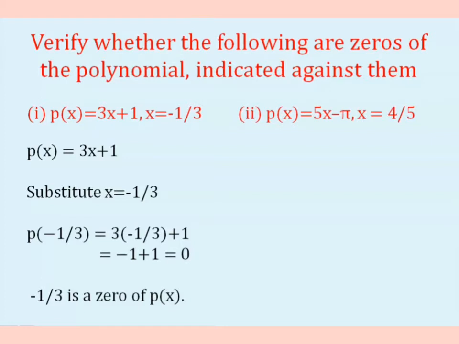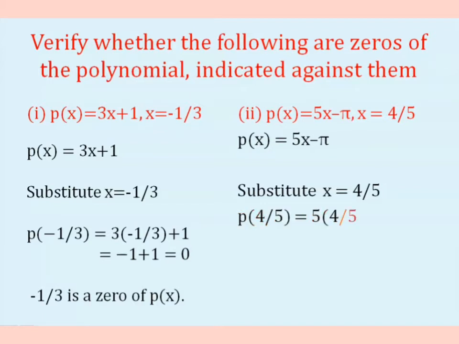The next problem is p of x equals 5x minus pi. x is equal to 4 by 5. So, p of x is 5x minus pi. So, we have to substitute the given x equal to 4 by 5 in the place of x in p of x. We'll do the substitution. P of 4 by 5 equals 5 into 4 by 5 minus pi. 5 and 5 will be getting cancelled out. So we'll have 4 minus pi.